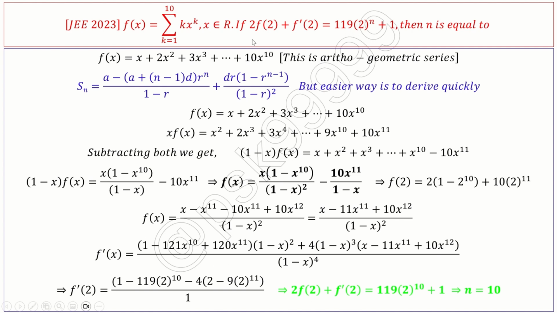Now all you need is 2 times f of 2 plus f dash 2, which you can simplify. You have f of 2 here, f dash 2 here.